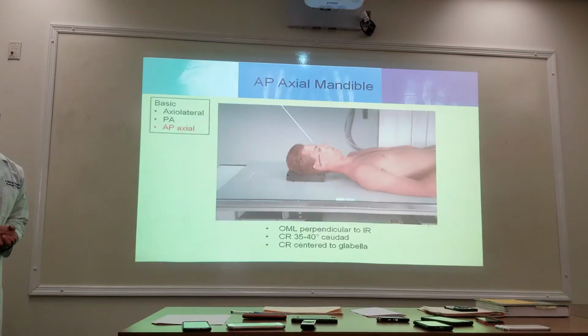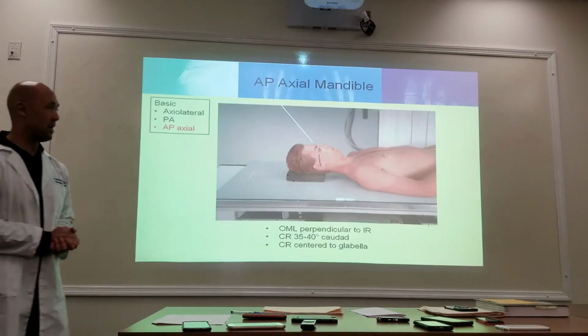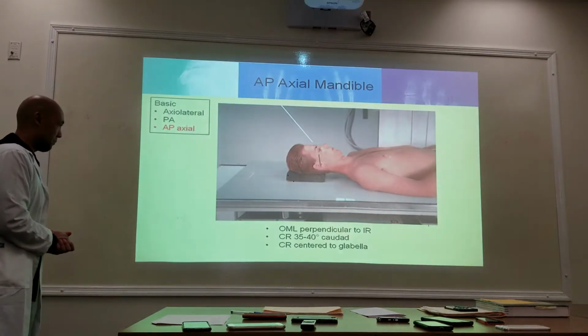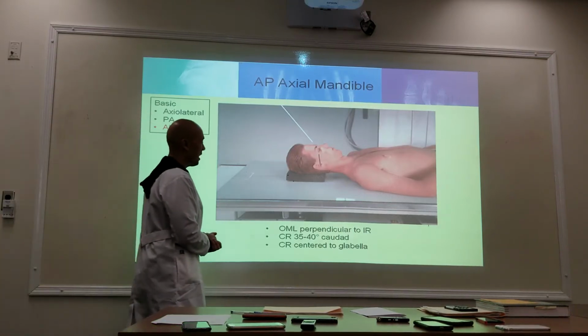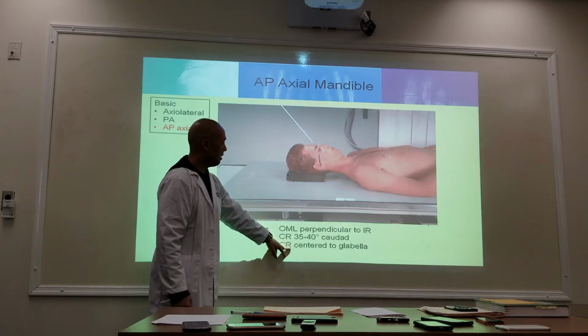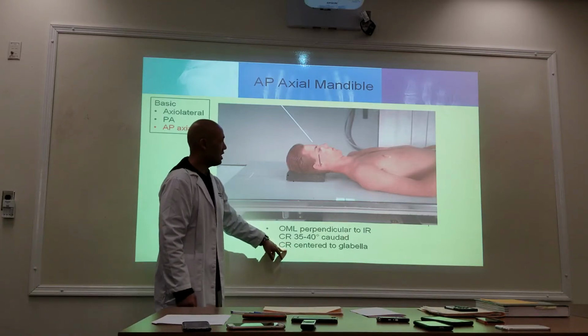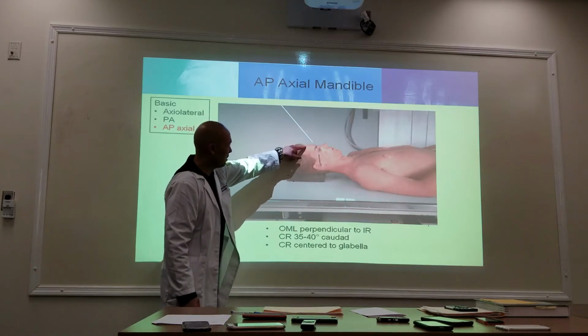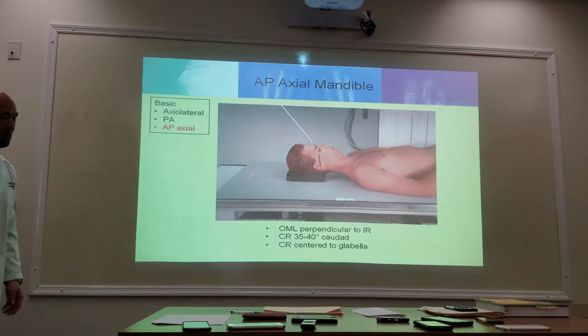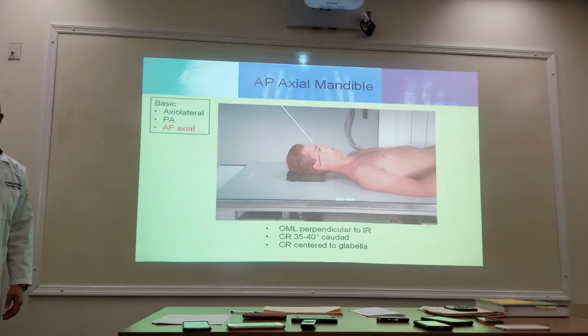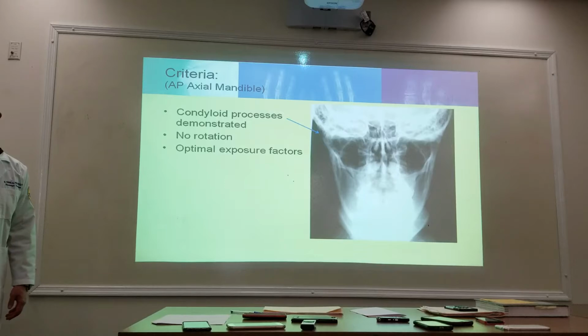AP axial. Again, what is this? This is simply the Towne's, but for the mandible. So OML perpendicular, 35 to 40 degree caudal angle, but now we're looking up a little bit higher. We're not looking at the cheekbones anymore. So instead of the nasion, now we're going to go at the glabella because we're a little bit higher here. So we're going to look at the articulation with the temporal bone. And so this is really good for looking at the condyloid process right here.